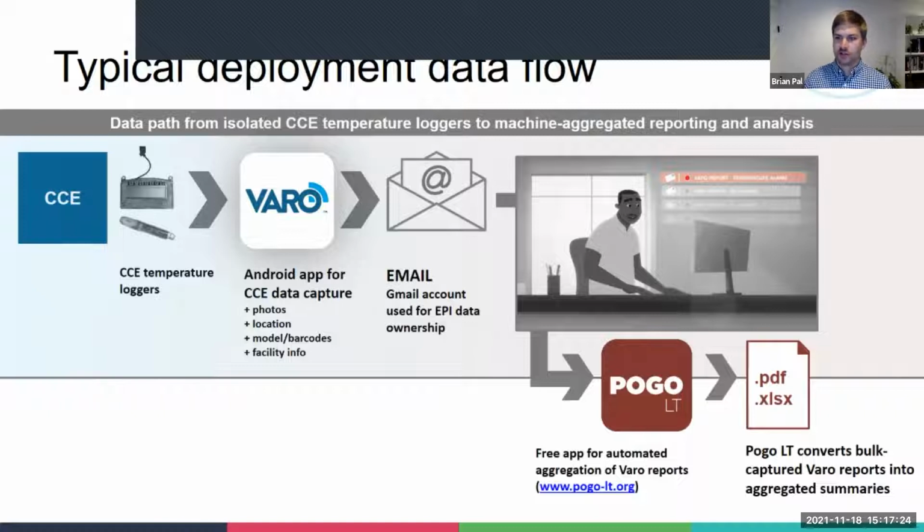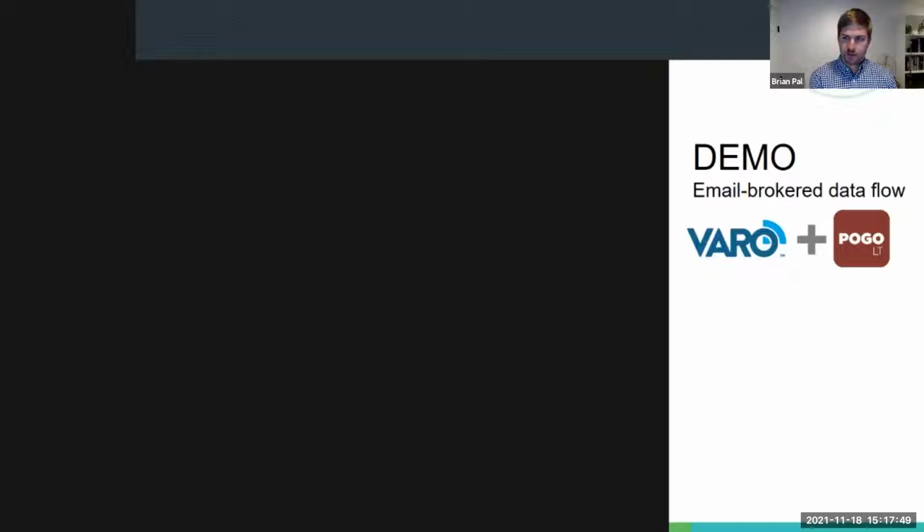So clearly there's additional value to be generated here, though, if multiple reports that are in that Gmail account can all be viewed simultaneously. So that's where this additional app called Pogo LT comes in, that converts numerous Varo generated reports into aggregated summaries. So rather than talking too much more about these applications generally, I wanted to provide just a brief recorded demo to show exactly how to use these tools, from downloading data from a 30DTR logger all the way through to using Pogo LT to summarize those reports.